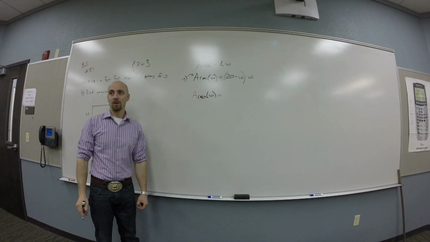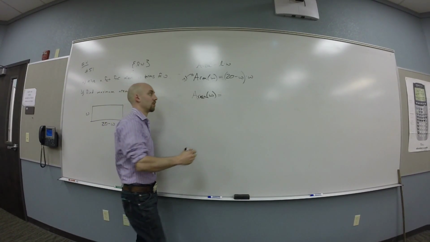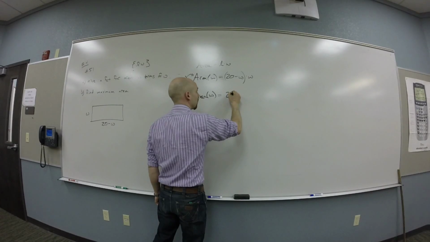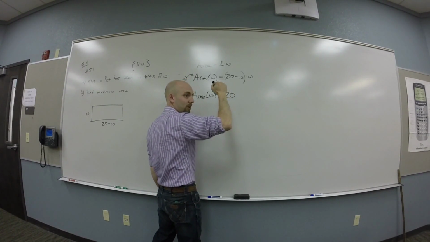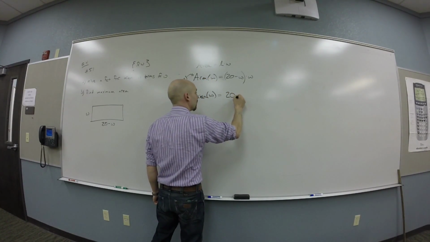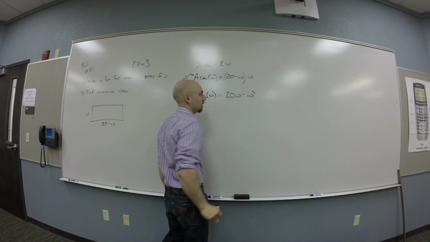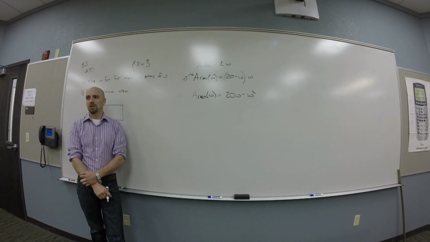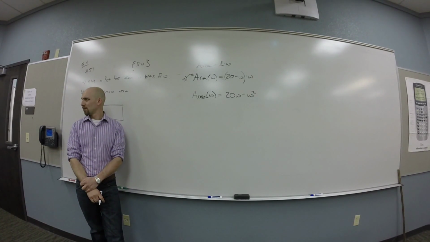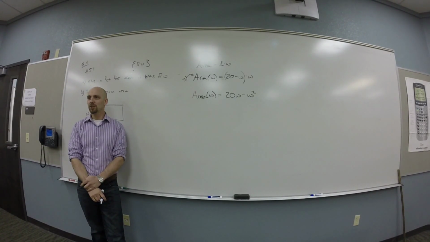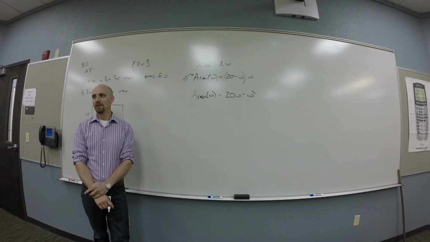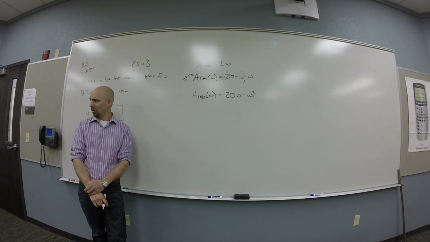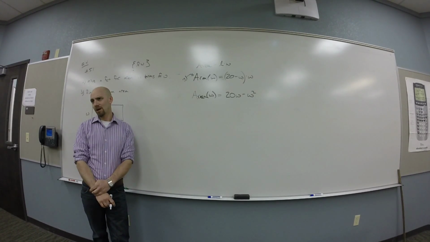How about that? So area as a function of W is what? 20 minus W times W, which multiplied out is 20W minus W squared. Okay, 20W minus W squared. Okay, now what do you do with this? Yeah, there's a sort of a temptation to try to solve this thing, right? You guys see that? Why can't I solve this? Why is solving not a good idea?